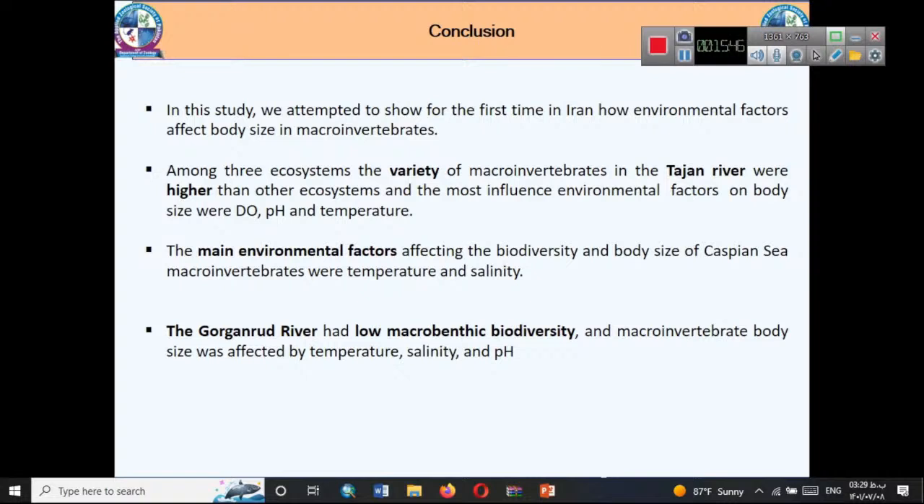The main environmental factors affecting biodiversity and body size of Caspian Sea macroinvertebrates were temperature and salinity. The Gorgan Rood River had low macrobenthic biodiversity, and macroinvertebrate body size was affected by temperature, salinity, and pH.